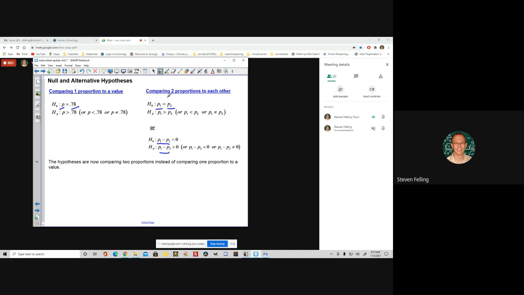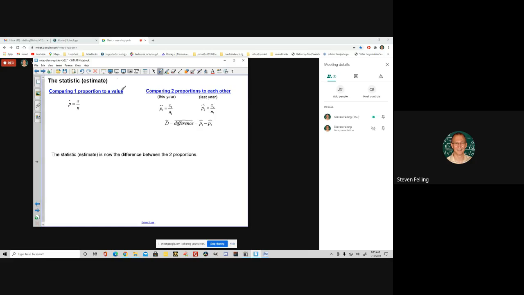Like maybe P1 is the proportion of yeses in the treatment group, and P2 is the proportion of yeses in the placebo group, or something like that. All right, so we have to have some sort of a statistic to use as a boundary value for computing the p-value. And for one proportion, it's just the number of successes out of the total number in the sample. So there's a single p-hat, right?